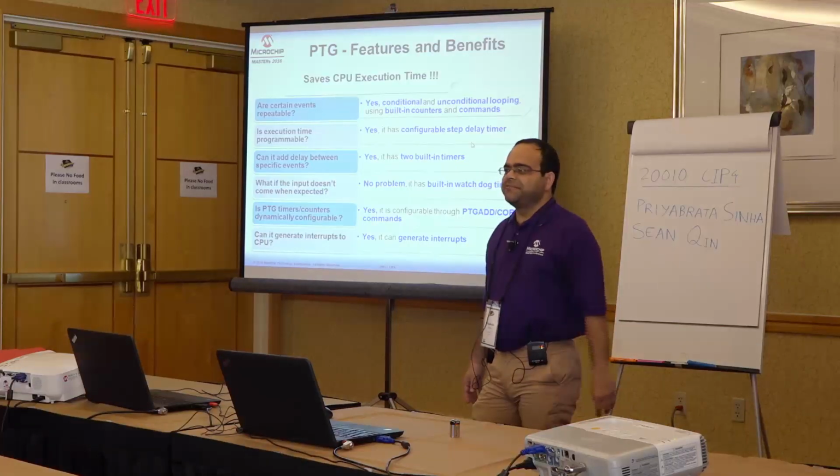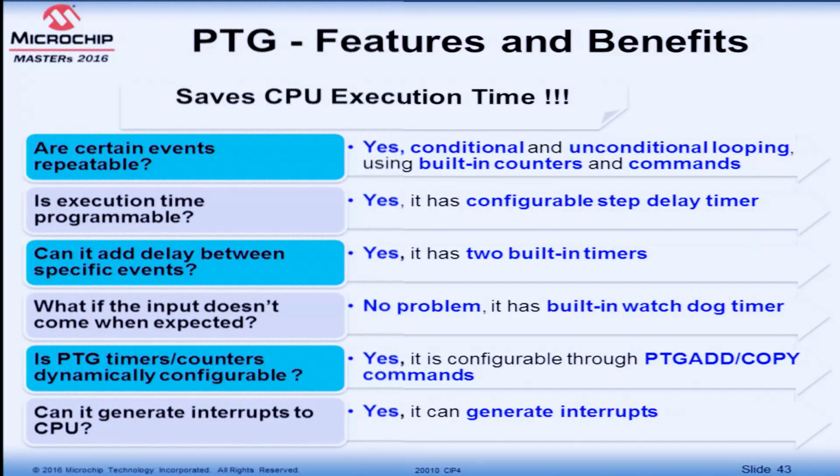So, what are some features and benefits of the PTG? Of course, the obvious one is that it saves CPU execution time, right, because it is going off and doing actions in parallel to the CPU. So, it is almost like a little logic block, or kind of a micro CPU that cannot perform computations, but can perform simple peripheral management type things like sending triggers, waiting for peripheral events, inserting delays, looping between different steps, and so on. So, the first question that might come to your mind is, these step sequences, how do you repeat them? You can repeat them either using conditional or unconditional loops, and we will look at those commands in a little more detail.